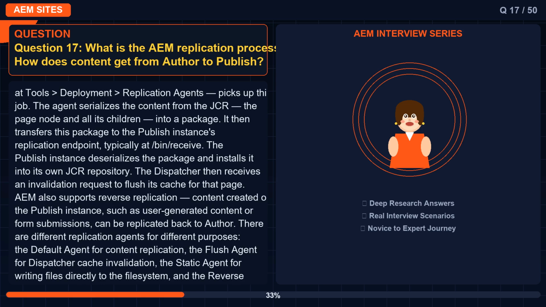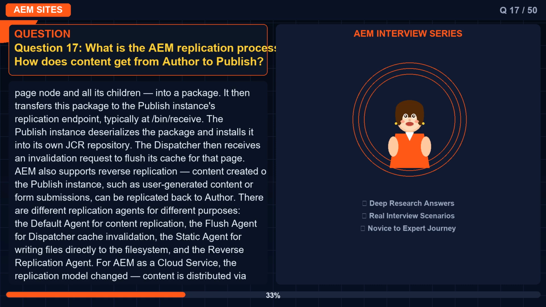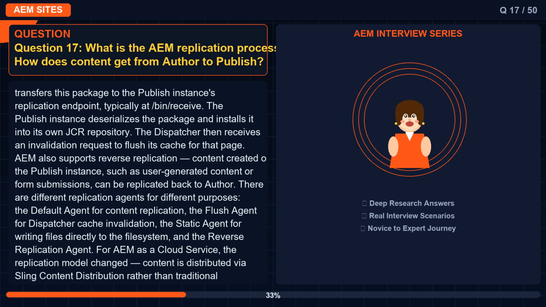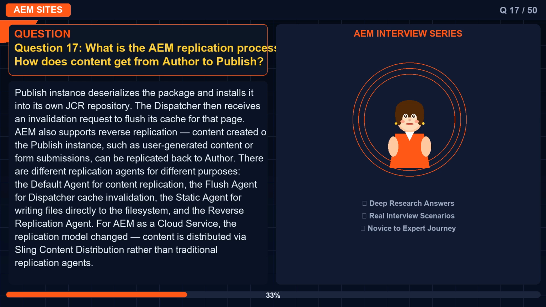AEM also supports reverse replication. Content created on the publish instance, such as user-generated content or form submissions, can be replicated back to author. There are different replication agents for different purposes: the default agent for content replication, the flush agent for dispatcher cache invalidation, the static agent for writing files directly to the file system, and the reverse replication agent. For AEM as a Cloud Service, the replication model changed. Content is distributed via Sling content distribution rather than traditional replication agents.